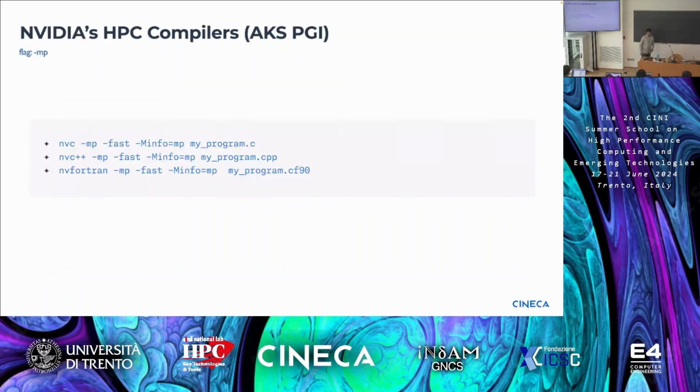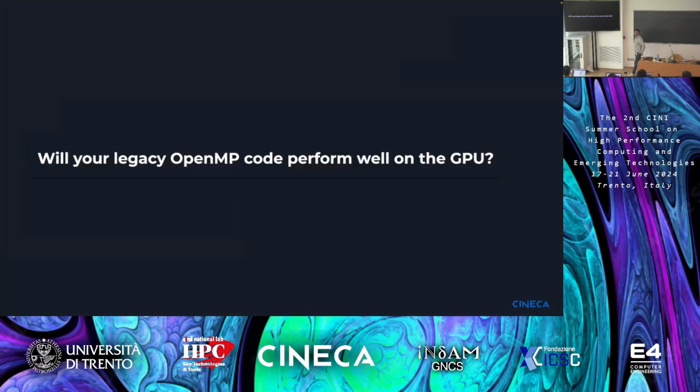So how do you compile a serial code? Just like this, very easy. Load module NVHPC, and you put -mp -O5, something that you would like to optimize. If you're using C++, just use nvc++, or for Fortran, nvfortran. Very easy to compile. So if you have existing OpenMP code, do you think you can just add the NVHPC compiler with the right flag and offload your code?